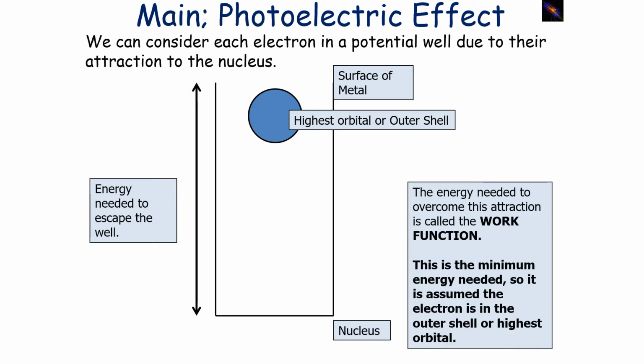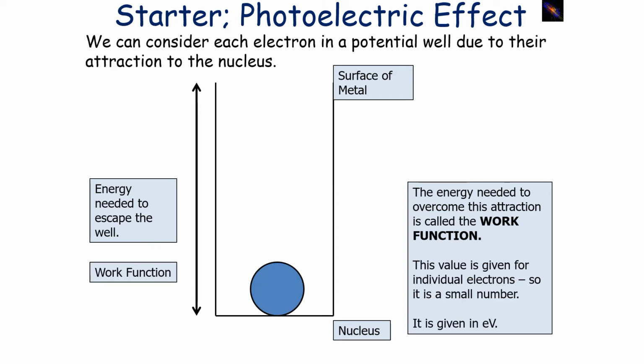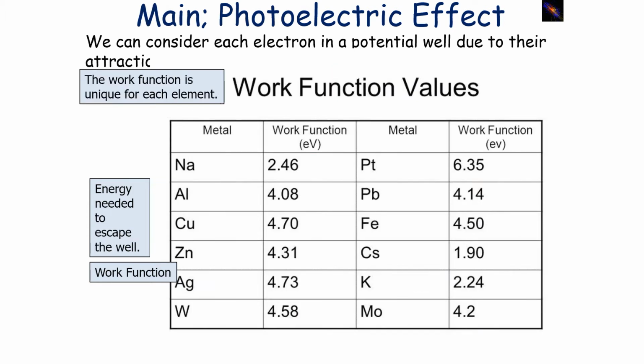Now remember, we define our energy needed to overcome the attraction as the work function, which is a minimum energy. Now it's important to note that we tend to give this value in electron volts because the value in joules is so small, and like we mentioned before, the work function for each element is in fact unique.